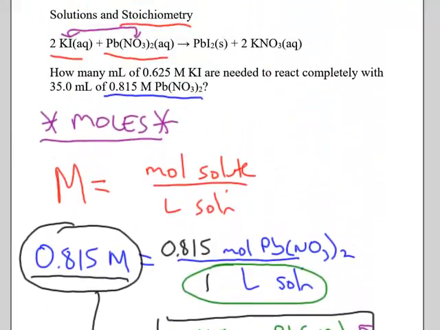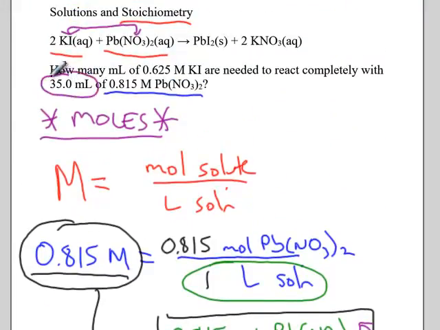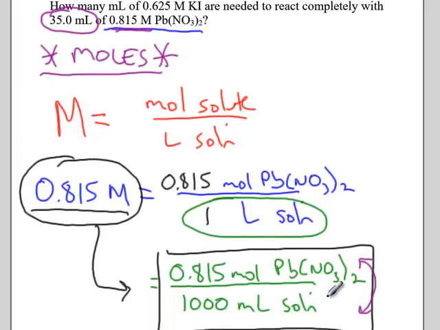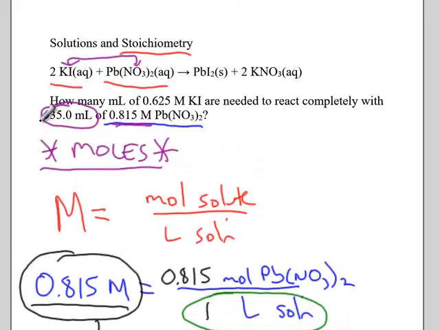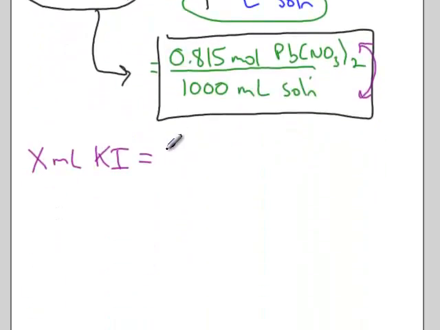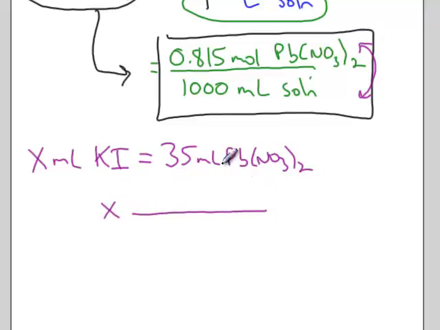The lead 2 nitrate, I have 35 milliliters and I have 0.815 capital M. Capital M, remember, has 2 units. That's a conversion factor. So we never want to start with capital M. We want to start with 35 milliliters because that only has 1 unit. So now I need a conversion between milliliters of lead 2 nitrate solution and moles of lead 2 nitrate.